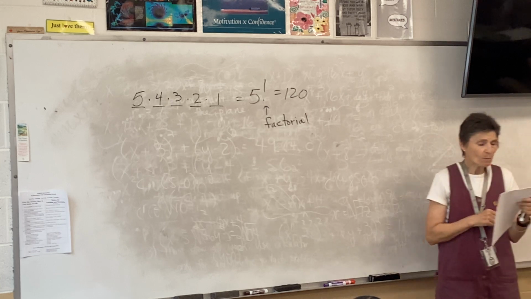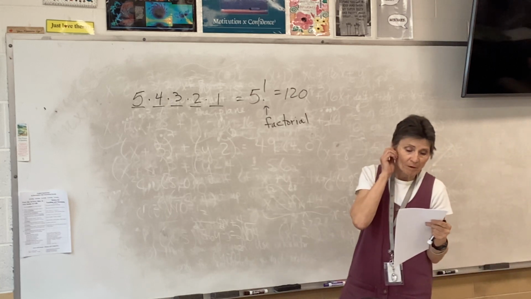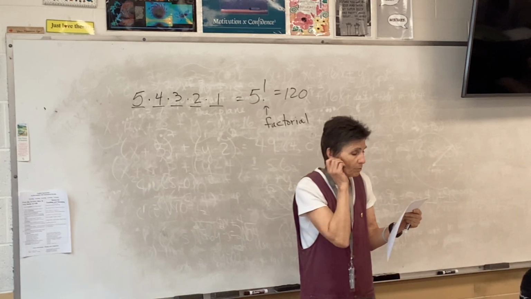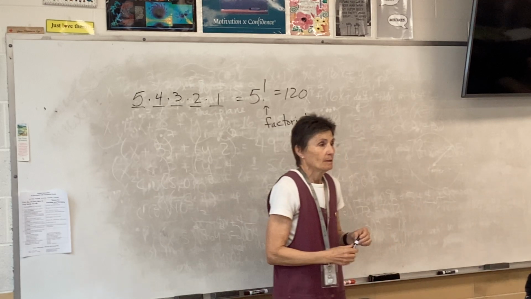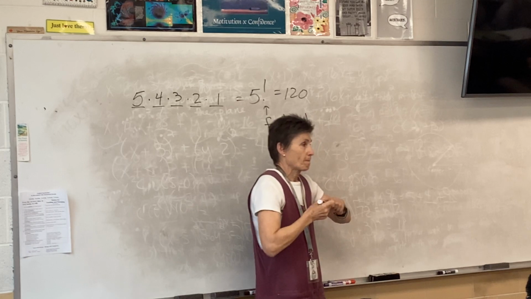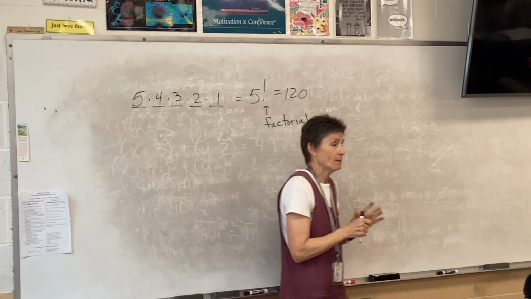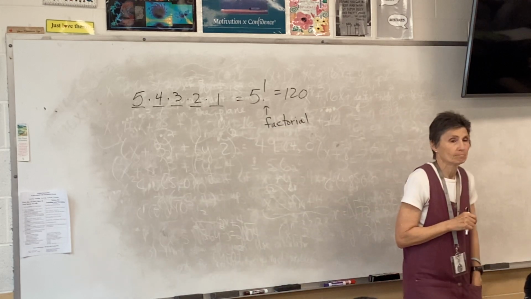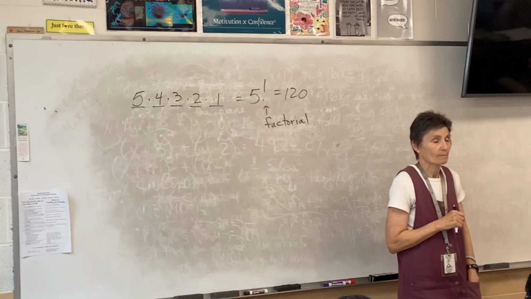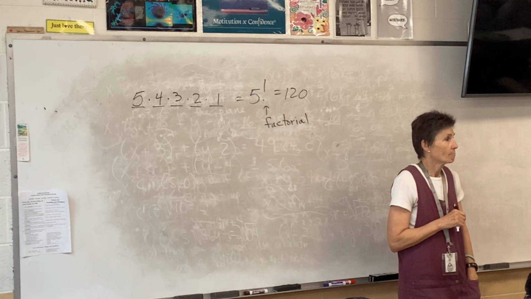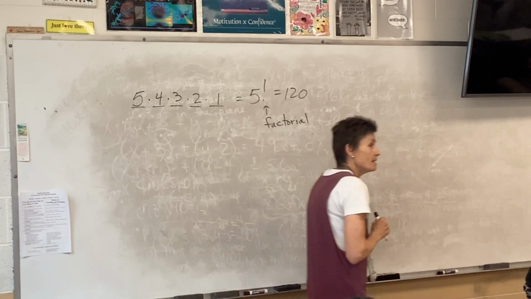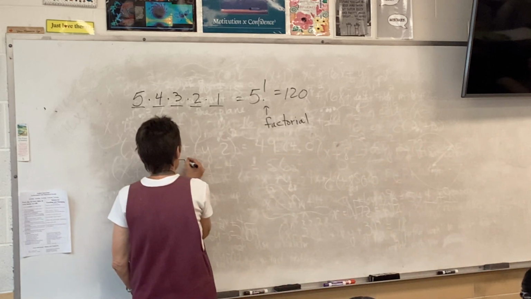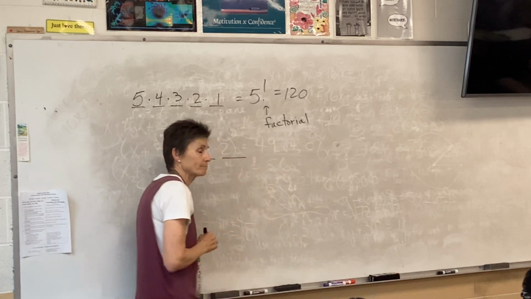All right. How many ways can prizes be awarded for first, second, and third place in a race with 10 contestants? Okay, now stop and think about that for a minute. What are your thoughts? Would it be 10 times 9 times 8? Yes.